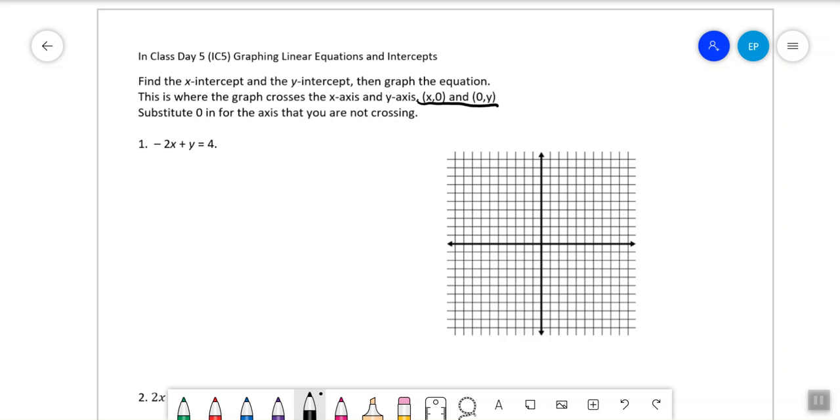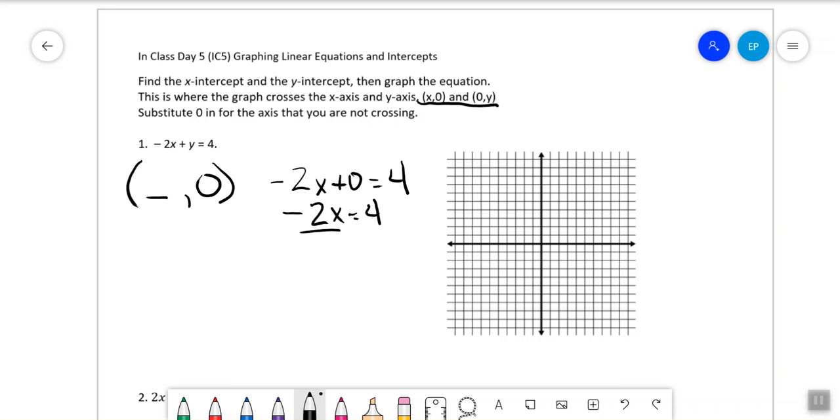You plug in 0 for the letter, or the intercept, that you don't want. Substitute 0 on the axis that you are not crossing. So, to find the x-intercept, I'm going to plug in 0 for y. So, negative 2x plus 0 equals 4. Negative 2x equals 4. Divided by negative 2. My x-intercept is negative 2, 0.